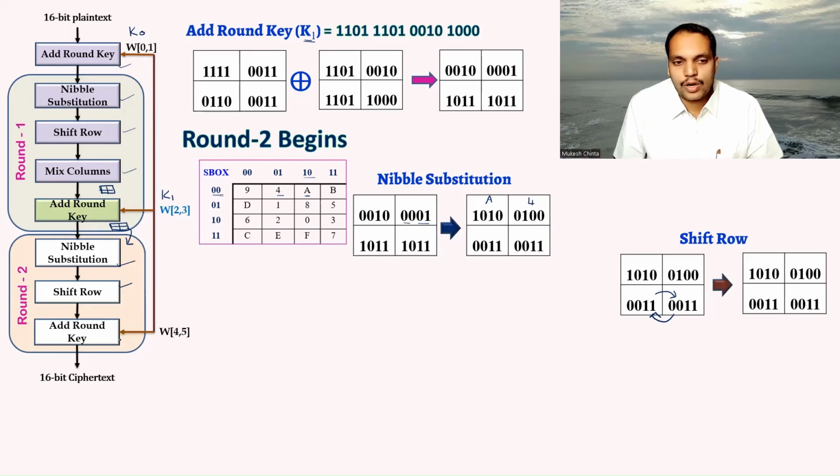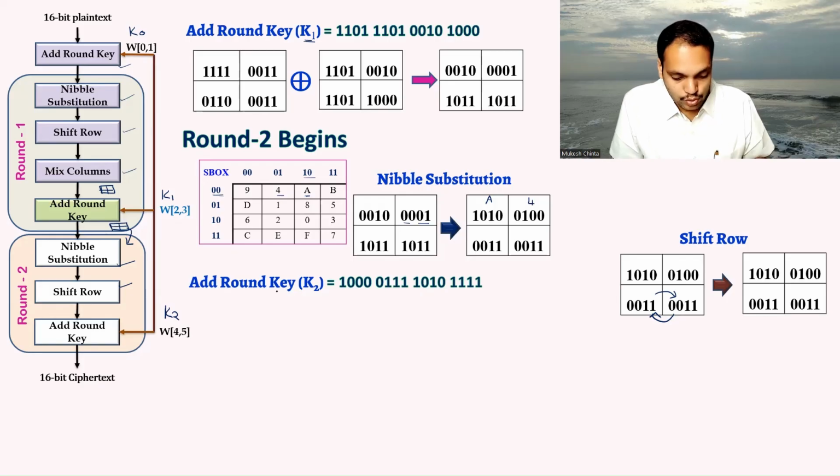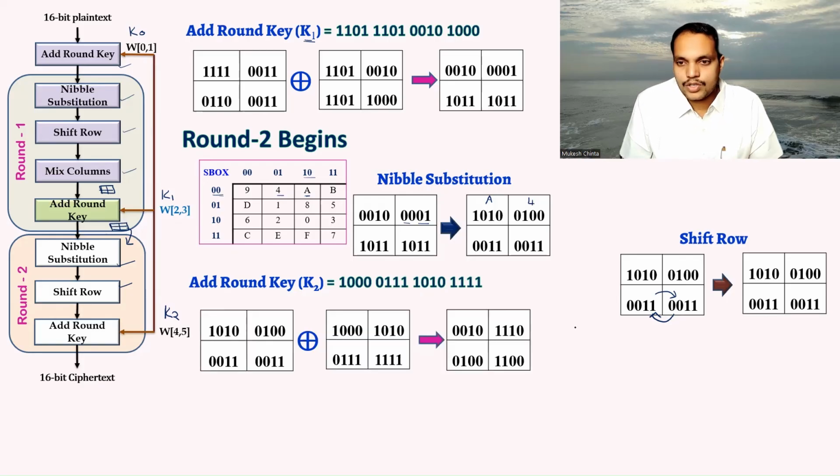The last operation in round 2 is your add round key operation, where we are going to use K2. You can see K2, the one which we calculated, is this. Once again, a 16-bit round key. And this round key is now exclusive OR with your state matrix. This is my state matrix. And this is performed an exclusive OR with my K2, which gives me the resultant.